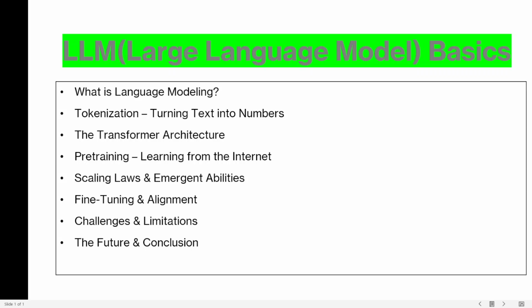Teams spend enormous effort filtering out spam, duplicates, and low quality content, removing harmful or toxic material, deduplicating so the model doesn't over-memorize repeated text, and balancing different domains and languages. The saying garbage in, garbage out absolutely applies. Better data produces better models, sometimes more than just adding raw size.